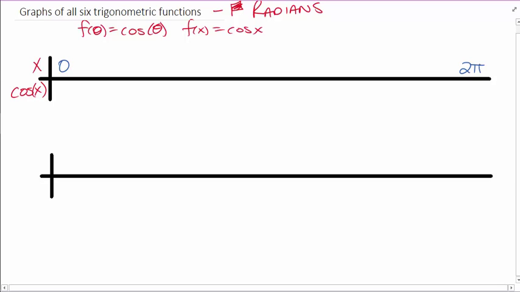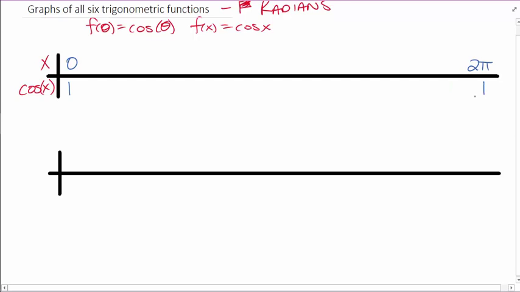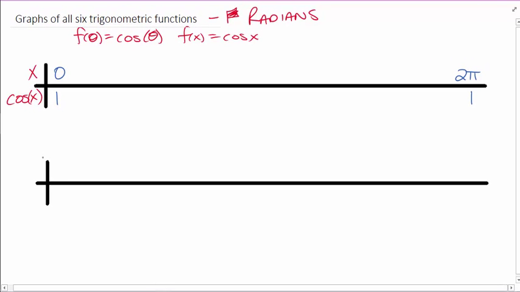At 0 radians, my cosine value is a positive 1. At 2 pi radians, my cosine value is a positive 1. So I'm going to come down, I'm going to plot that point of 0, 1, and 2 pi, 1. So my y-axis is going to go up to a value of 1 and down to a y value of negative 1. I'm going to split as close to in between as I can. I'll call this pi. At pi, my cosine value will be a negative 1. I'm going to plot that point, and that would be the point pi, negative 1.